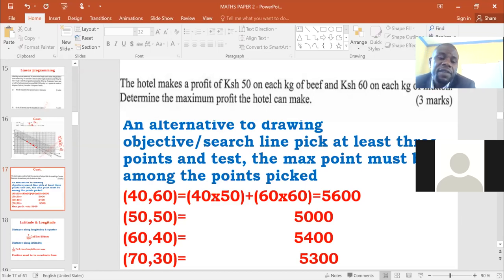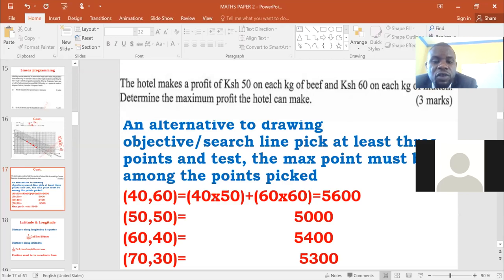Now, the condition for this is that you must pick a minimum of 3 points when using this particular method, which we encourage. I think it becomes simpler. It even takes a minimum amount of time compared to drawing the objective function line. So once you have tested at least 3 points, the minimum should be 3 that you pick. But among the 3, the correct answer must be among them. So it will be a little bit tricky, but we encourage that you pick from 4 going onwards. But the maximum will be on the upper region.